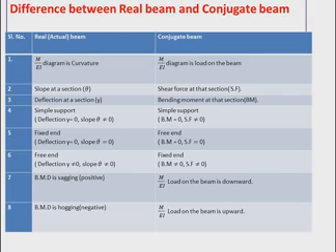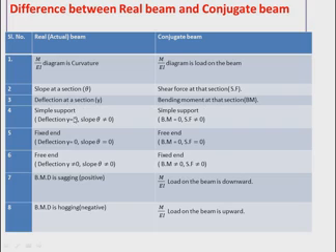Next, if you see the real difference between the real beam and the conjugate beam, here the M by EI diagram we call a curvature diagram, whereas in the conjugate beam the M by EI diagram is the loading on the beam. Then for the real beam, slope at any section corresponds, for the conjugate beam, to shear force at that section. Deflection at any section for the real beam is nothing but the bending moment at the corresponding section for the conjugate beam.